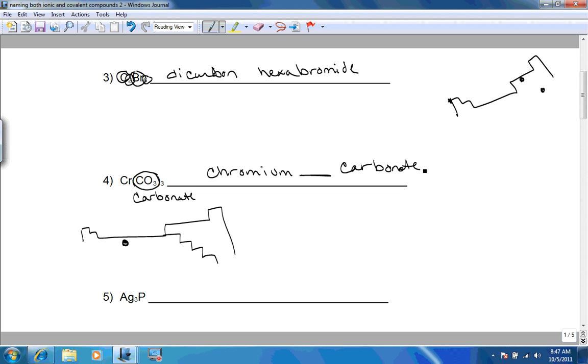So chromium something carbonate. The parentheses are right here. We're going to uncross it to determine its charge. So that's a +3. There's no number down here for carbonate, so that's going to be a -1. If you look up carbonate, you'll find, however, that carbonate is supposed to be a -2, not a -1. So that means we need to multiply both of these by 2. So chromium actually becomes a 6.